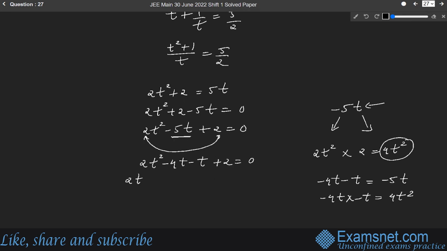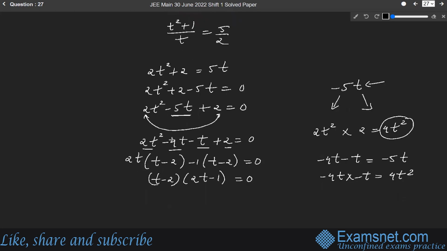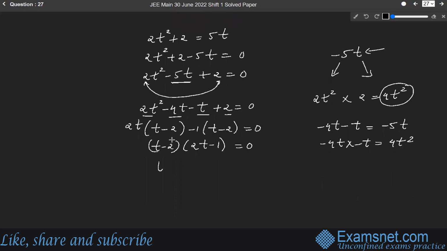When we take 2t common from the first two terms, the remaining term is t minus 2. Then when we take minus 1 common from the next two terms, the remaining term will be t minus 2. Now you can see that t minus 2 is also common. And what are the remaining terms? 2t minus 1 is equal to 0. So from here we have two different values of t, right? t will be equal to 2 and t will be equal to 1 by 2. For now, let us take the value of t as 2. So now we can easily find the coordinates of P and Q.